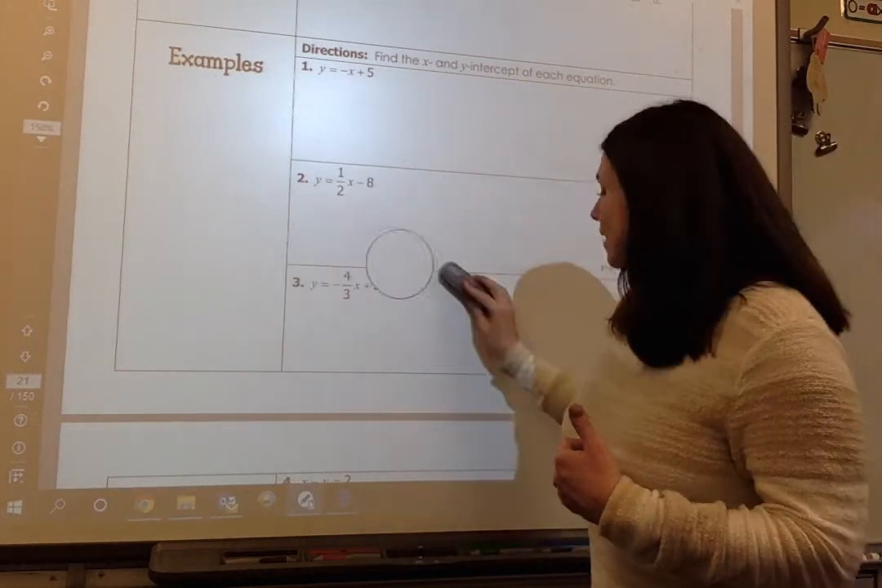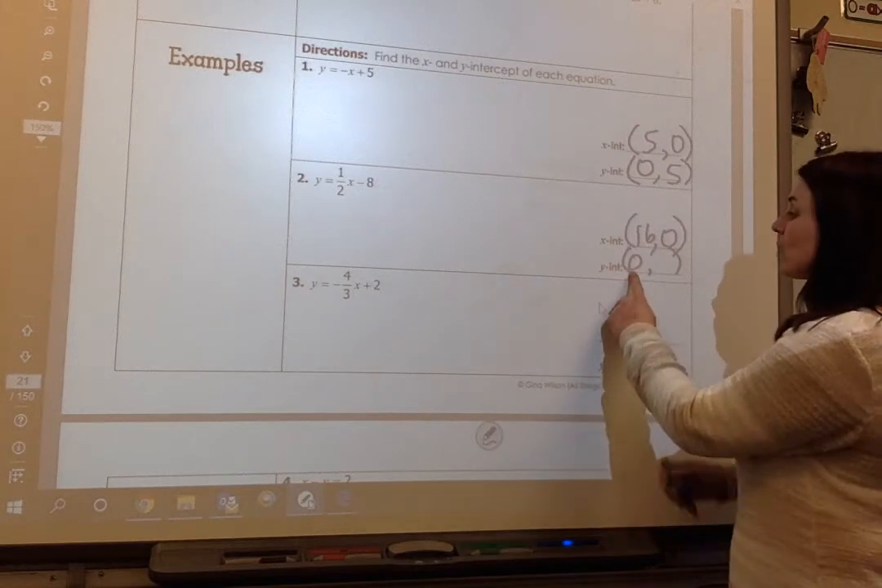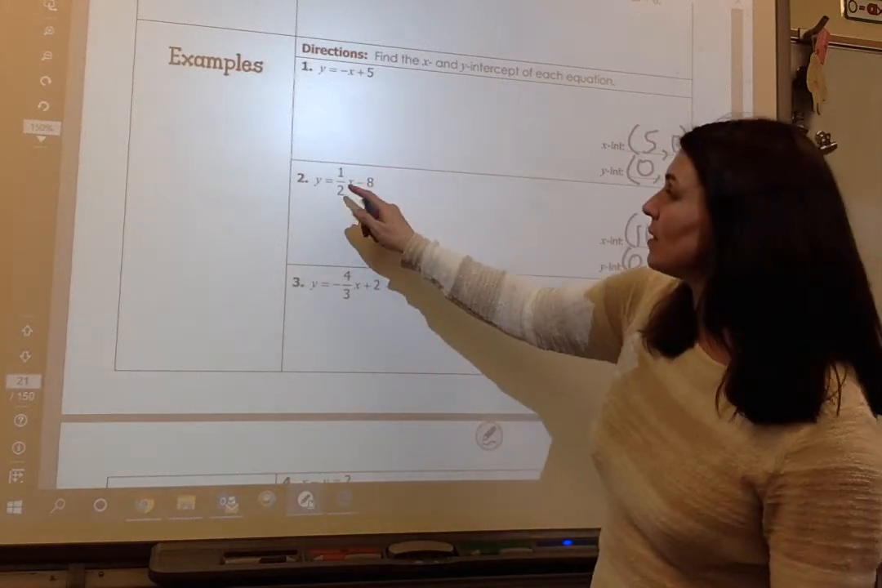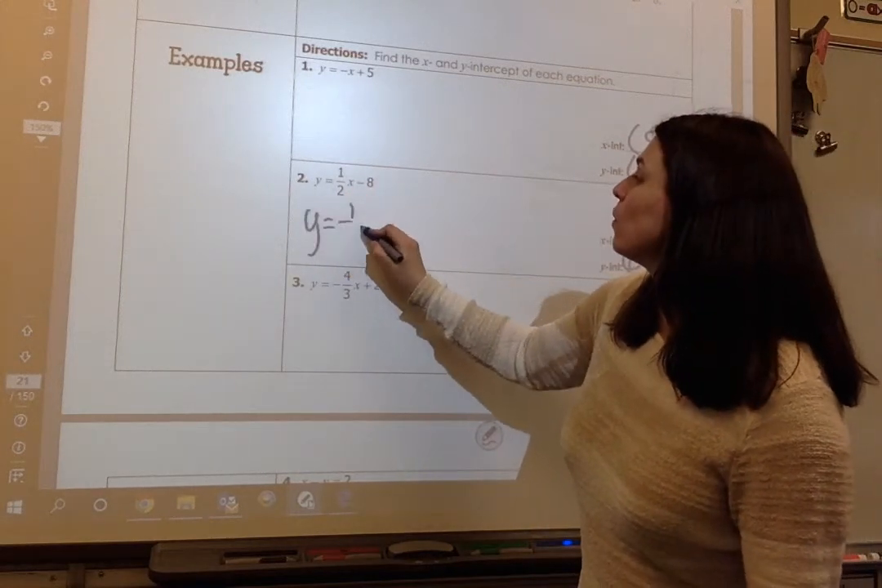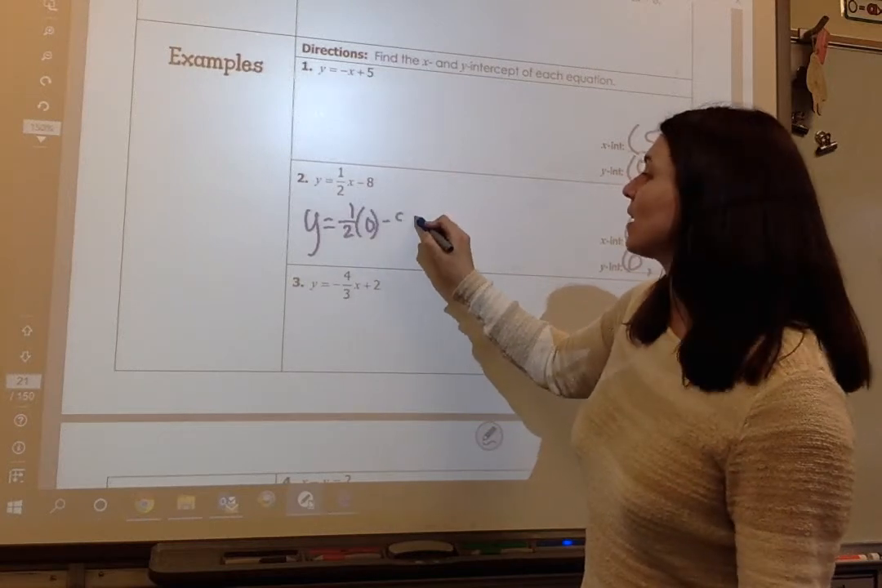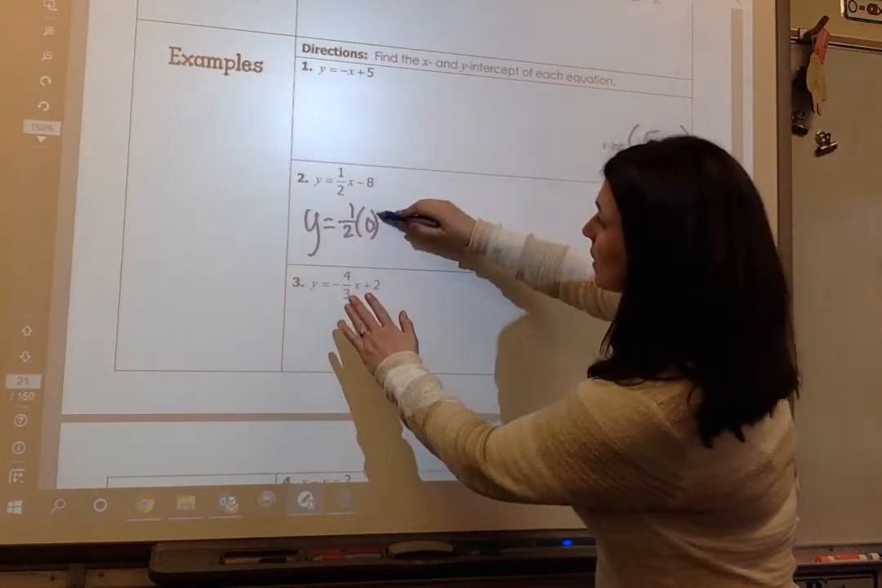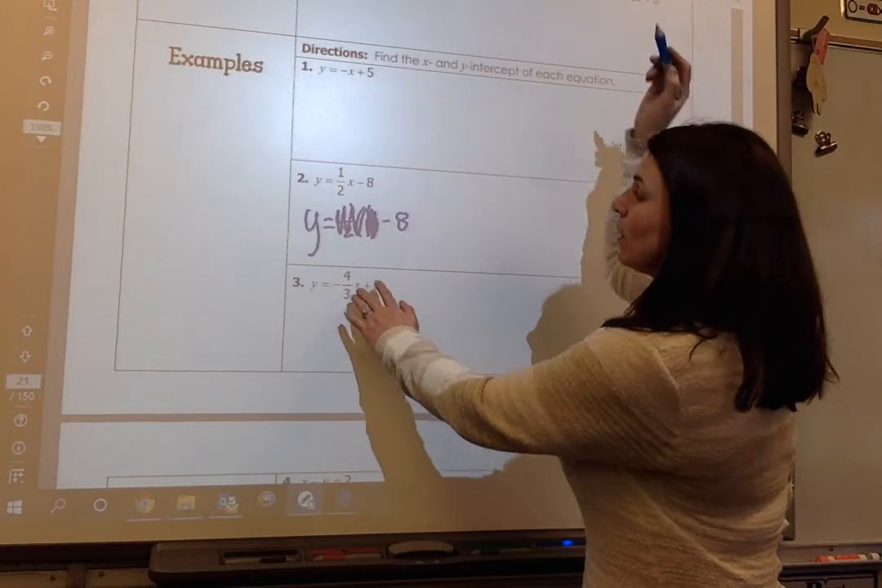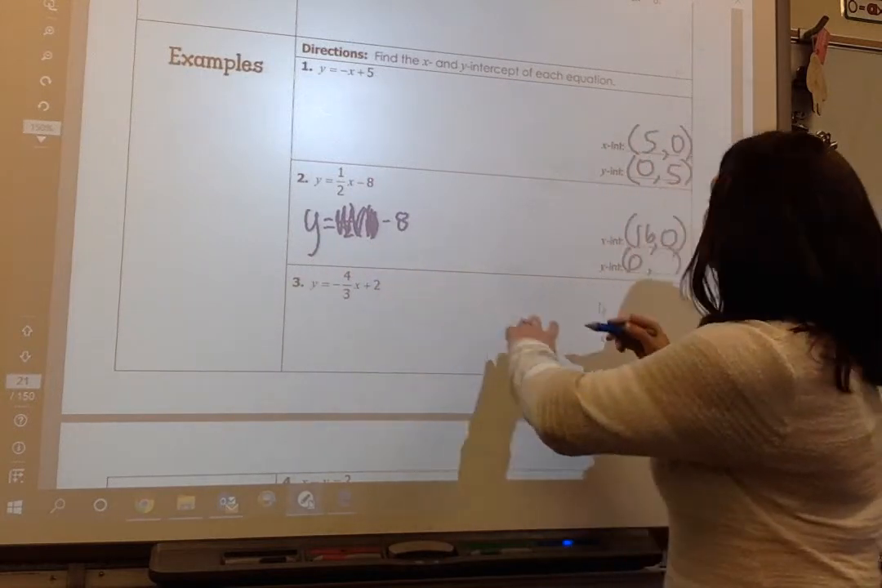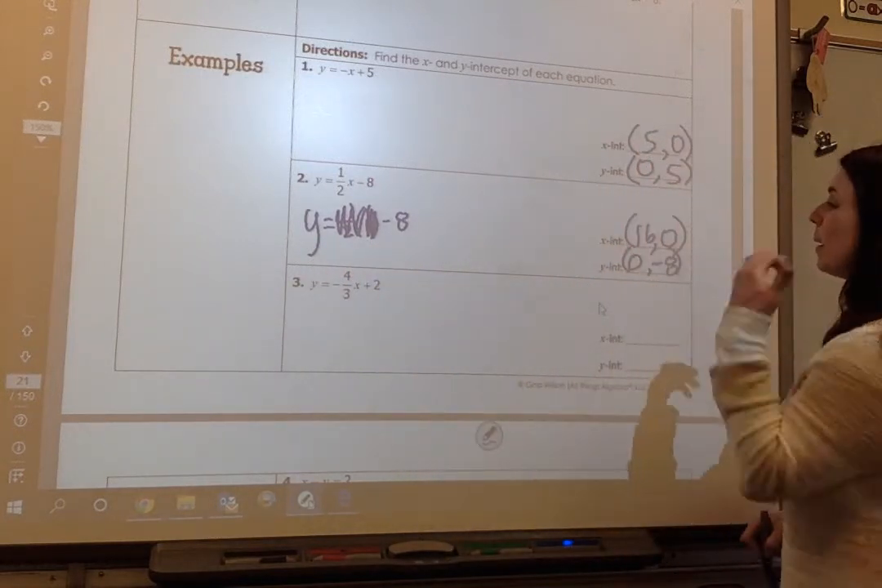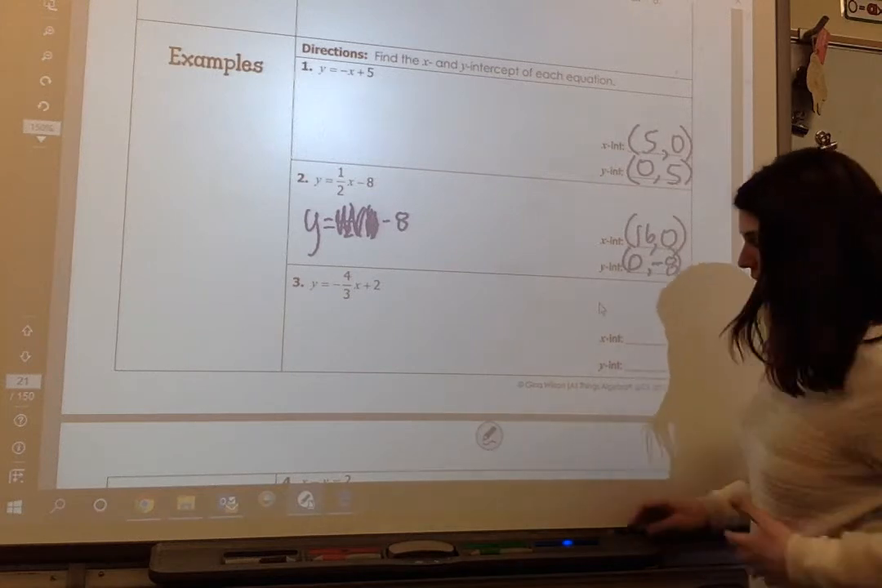All right. Now to find my y-intercept, my x value is 0. So y equals 1/2 times 0, which just cancels it out, because 0 times anything is 0. And what does it leave me with? Y equals -8. So y equals -8. Bam, that's my x and y intercepts.